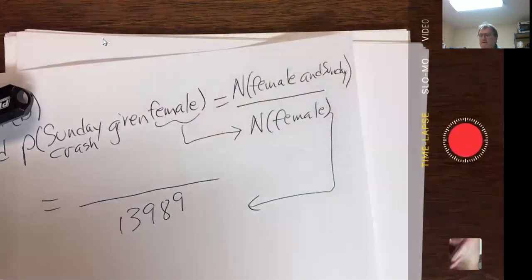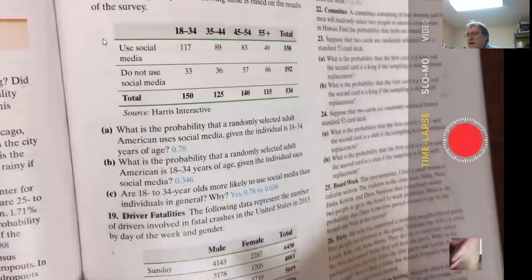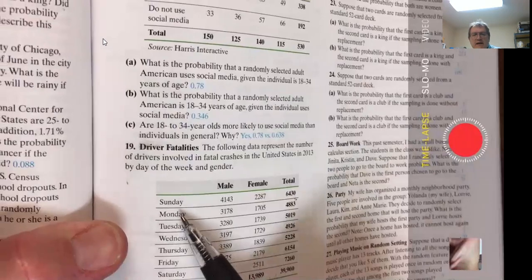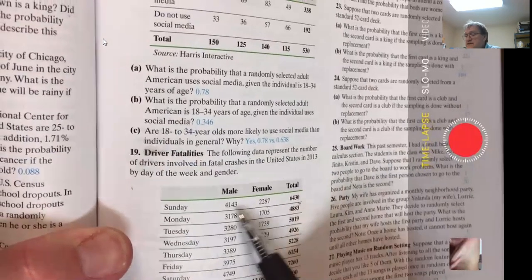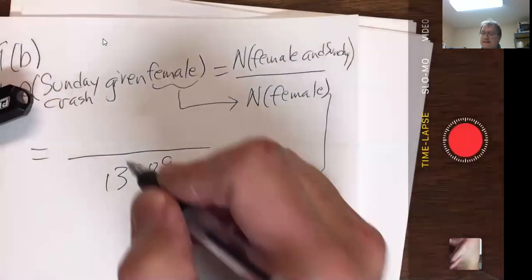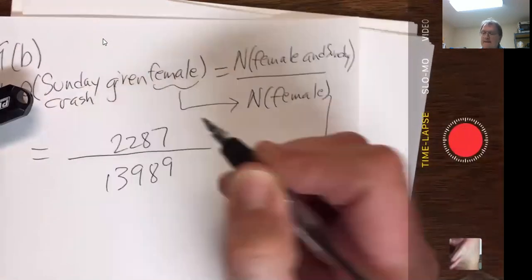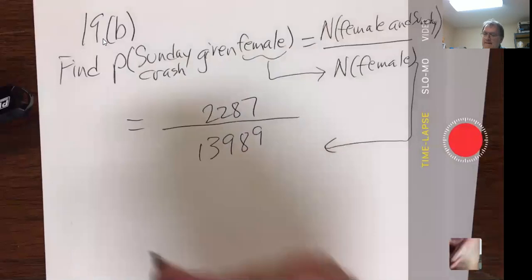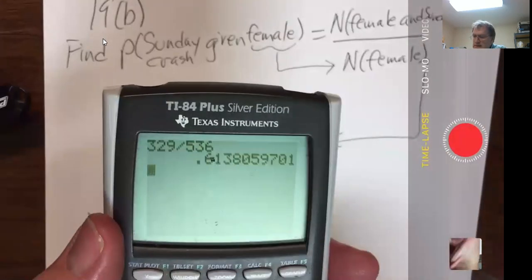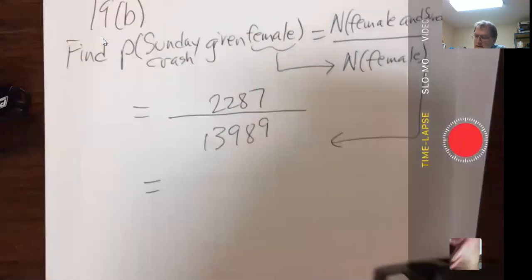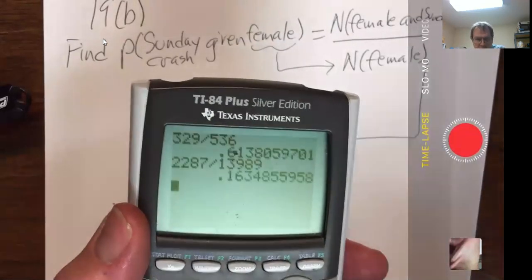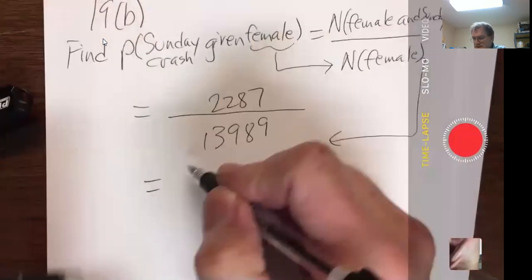All right, then I look at the female column and I want to AND it, or intersect it, with Sunday. So the female fatalities on Sunday, 2287. And we can divide that out. 13,989. 16.